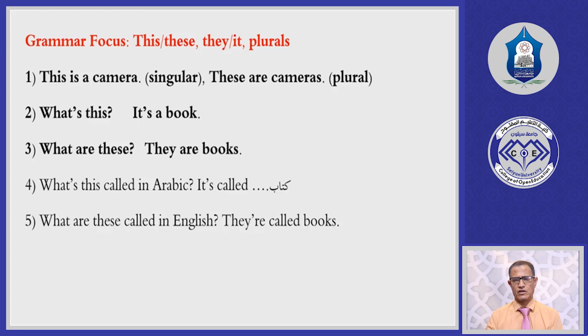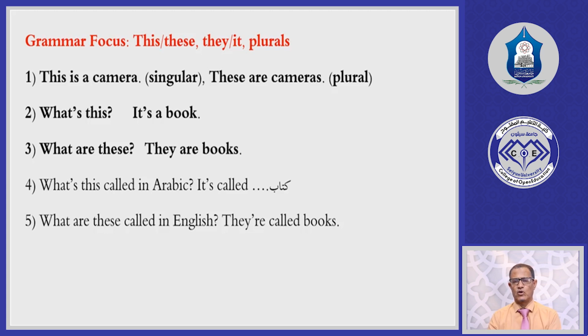So "What's this?" here is a question about a singular noun, so the answer should be with "it". That means we have to use "it" in the answer because the question is about singular, about one thing. So the answer should be "It's". For example, what's this? It's a bin. What's this? It's a book.